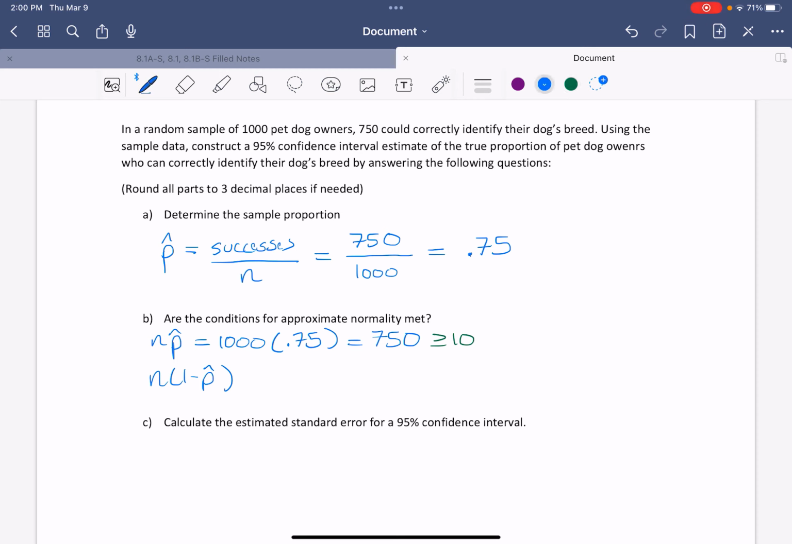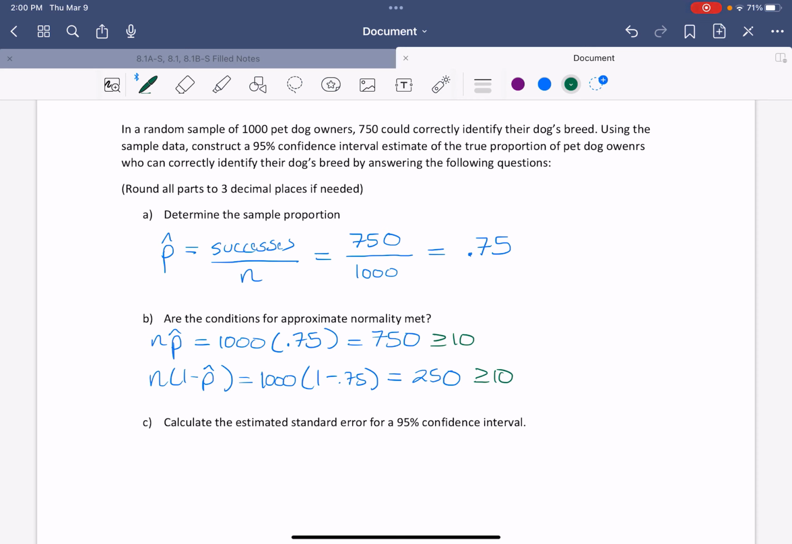Similarly, for the next one, n times 1 minus p hat, that's 1,000 times 1 minus 0.75. And that should give you 250. We did it the other way. Is that okay, or can we only do that in later ones? Which other way? Where we subtract the successes from the total? Oh yeah, that is acceptable as well.